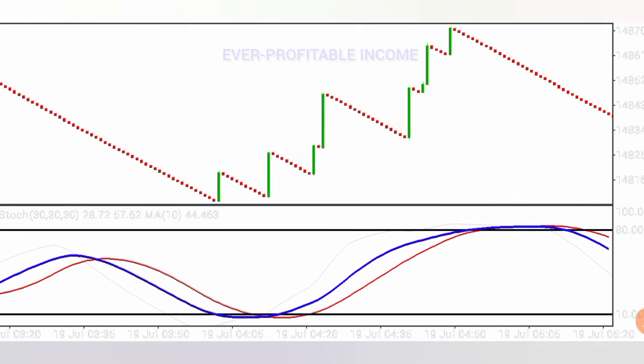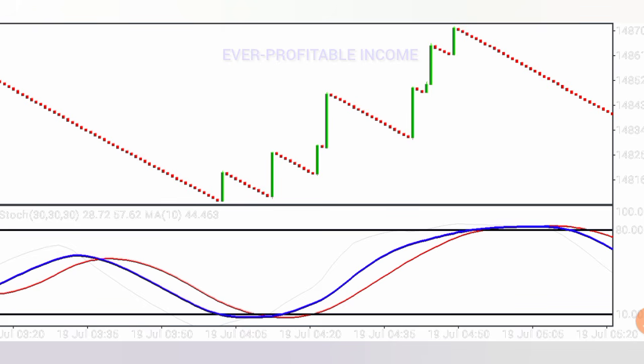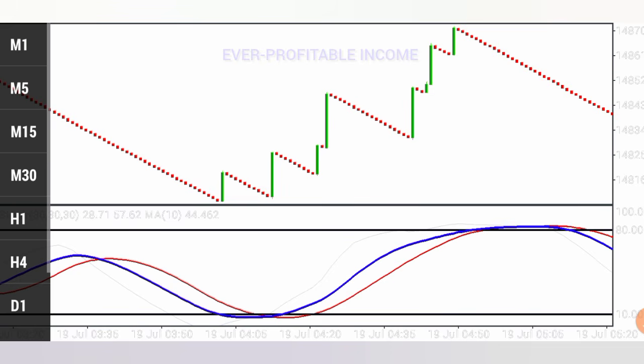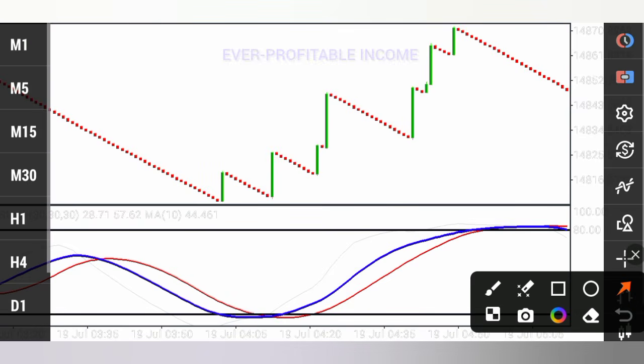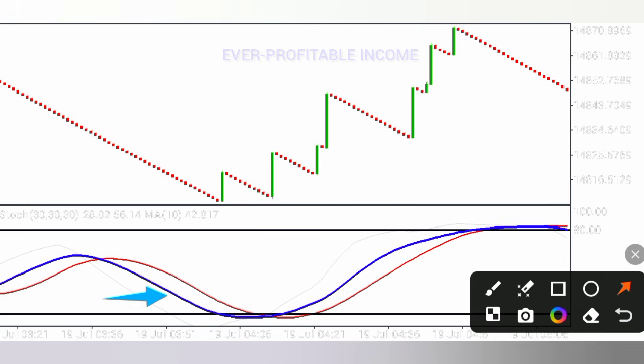Looking at the charts here, you can see that we have indicators on the indicator window. This right here is the moving average, the blue line. Then we have the stochastic oscillator, the red line, and then the levels of the stochastic oscillator, this black line right here.